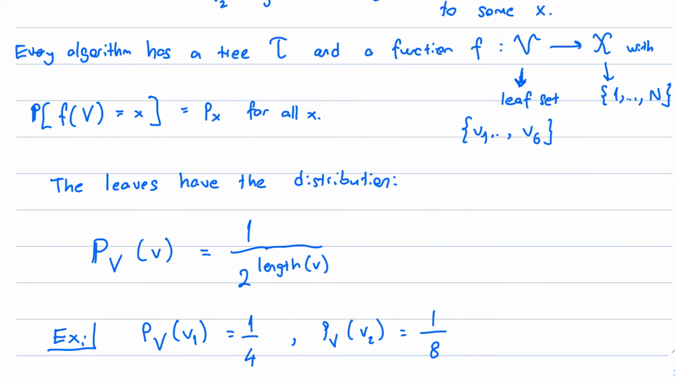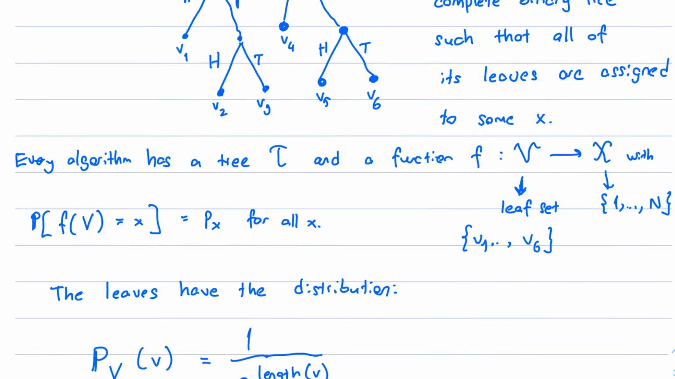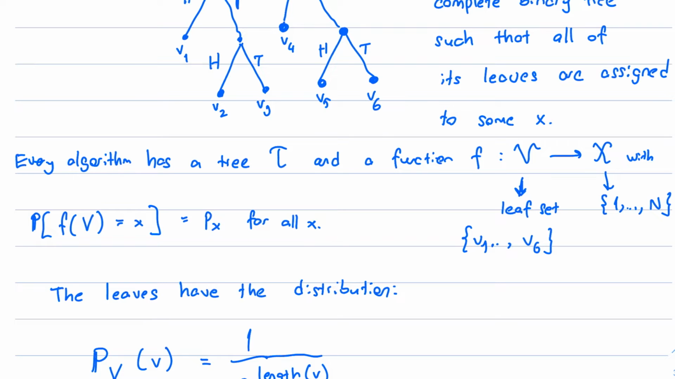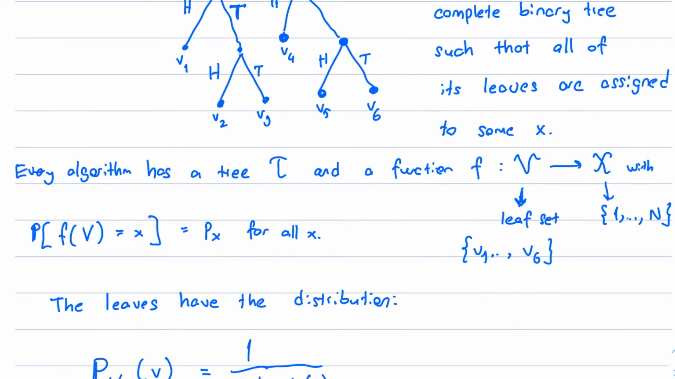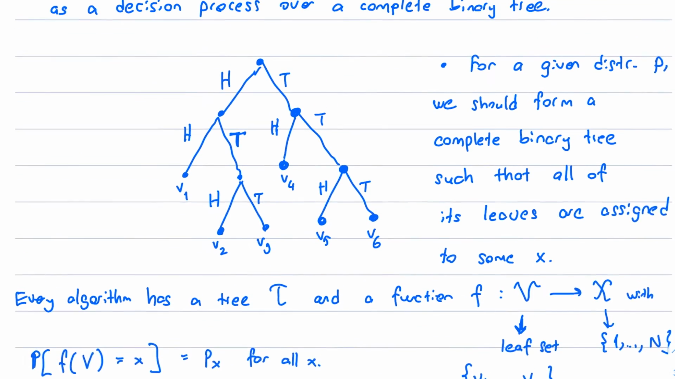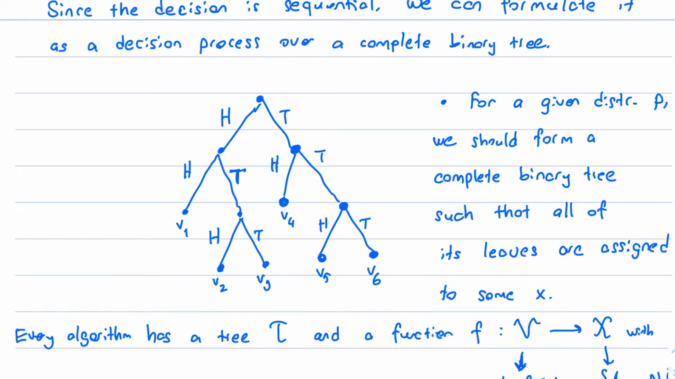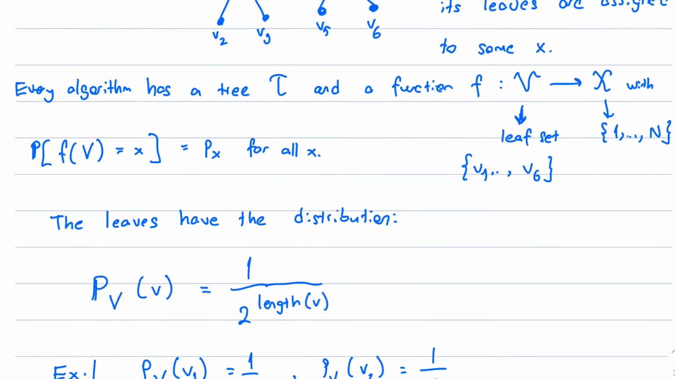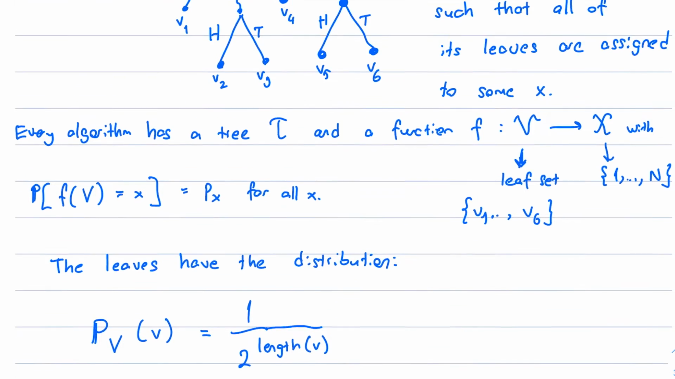And furthermore, we also know the distribution of the leaves random variable V, because it is obtained from the random coin tosses. If V has length l(v), its probability is equal to 1 over 2 to the length of v. So let's see some examples. V1 has a length of 2, and it is reached after 2 H's, and its probability is 1/2 times 1/2, which is equal to 1/4. Similarly, the probability of V2 is equal to 1 over 8.